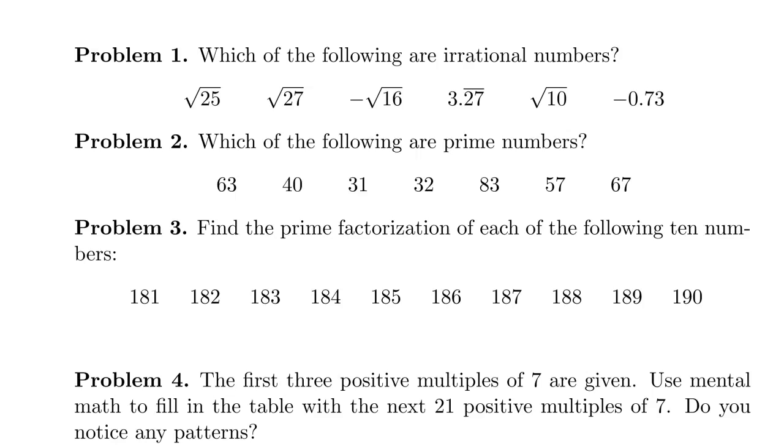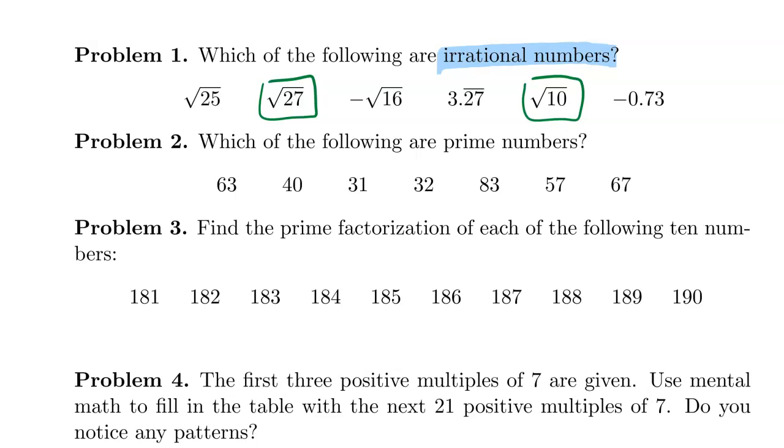The first problem asks us about irrational numbers. We want to identify from the group below the irrational numbers. As it turns out, the two numbers that are irrational in this list are the square root of 27 and the square root of 10. And when you're working algebraically, square roots are often values that will be irrational.